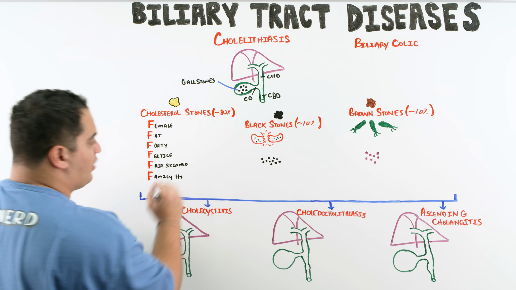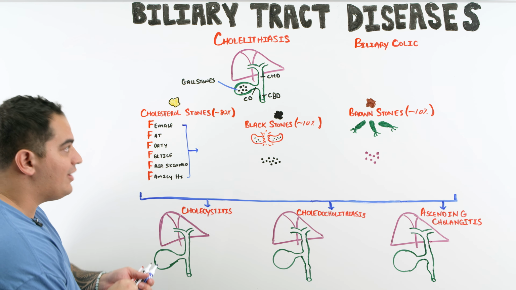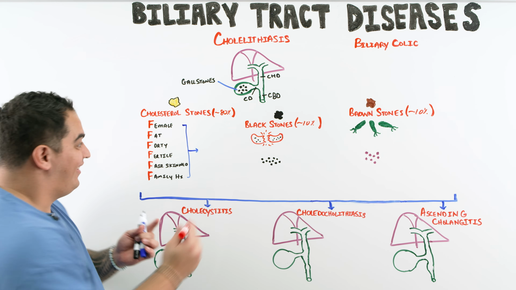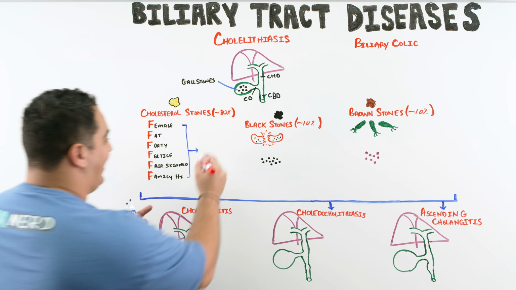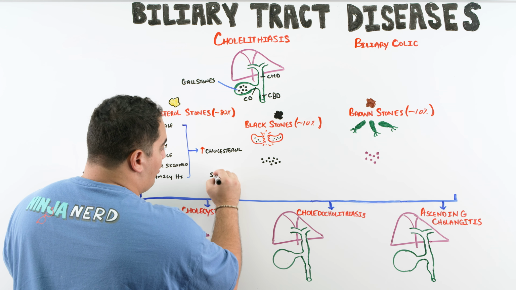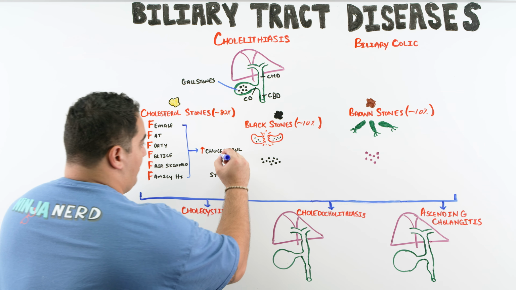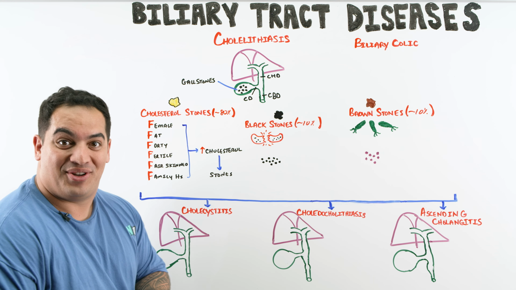Now, all of these things, in some way, shape, or form, increase the amount of cholesterol that's present within bile. And you know that bile is made up of cholesterol, bile salts, and phospholipids. If you increase the amount of cholesterol within the bile, it'll cause it to supersaturate and make these nasty stones. So that's one of the reasons we get these stones: there's way too much cholesterol within the bile, and it stimulates stone formation.